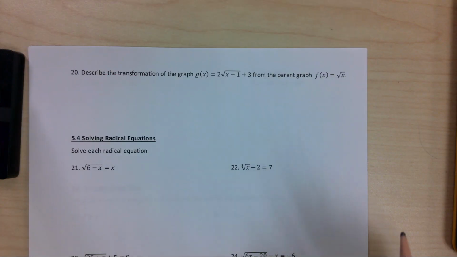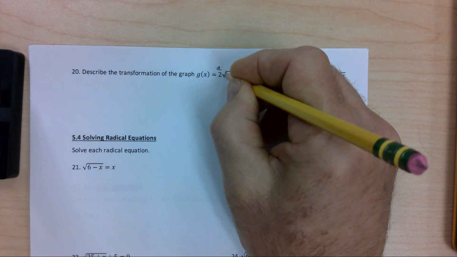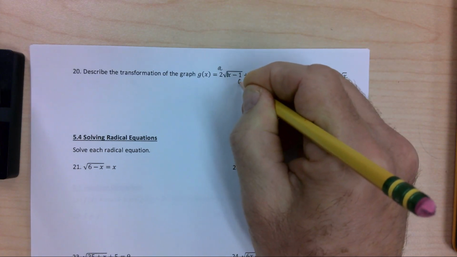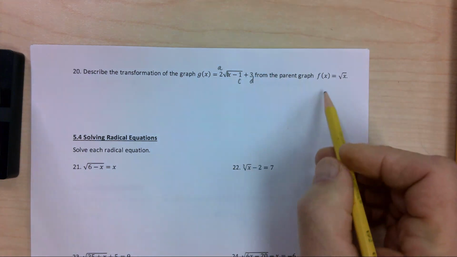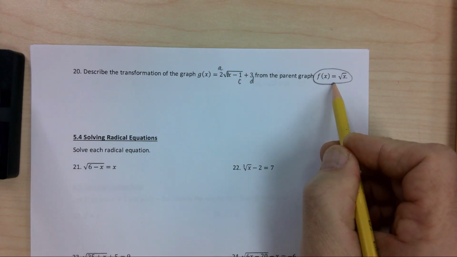Alright, you guys should be really good at these. Here's my A. There's an invisible B that's a 1, so that's no change. We don't talk about that much. There's my C, there's my D. So, it says parent function. We just talked about that. They don't want us to graph it, just talk about it.